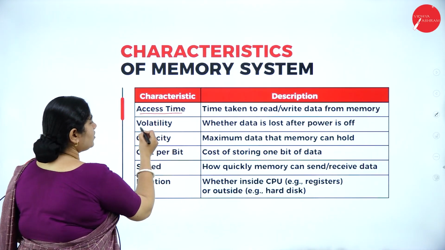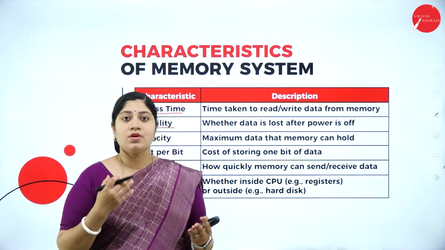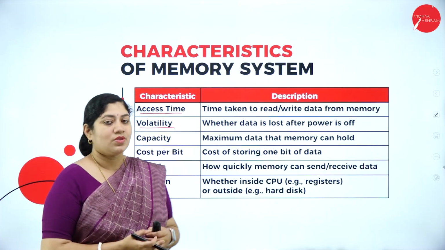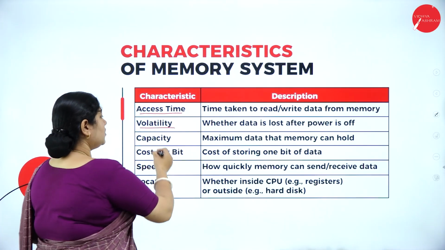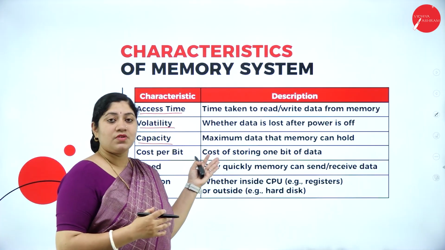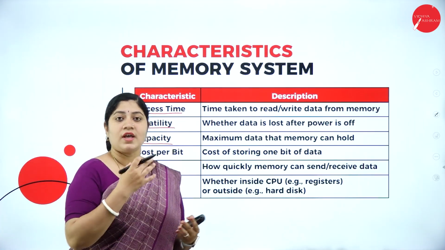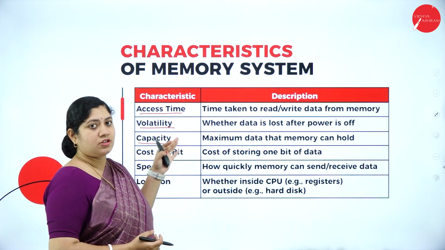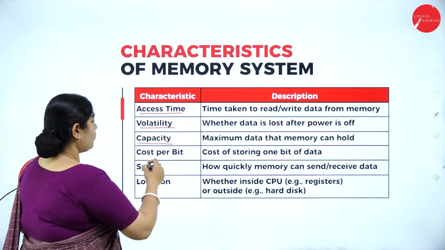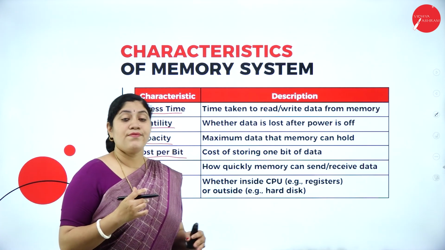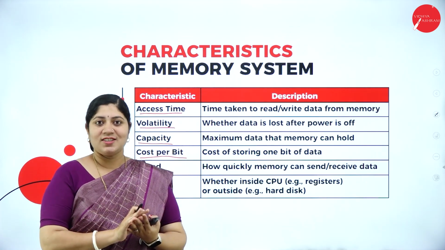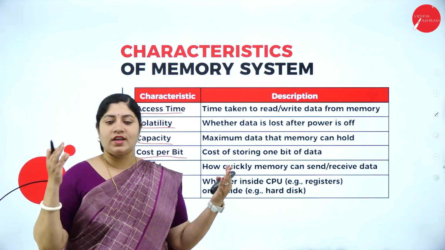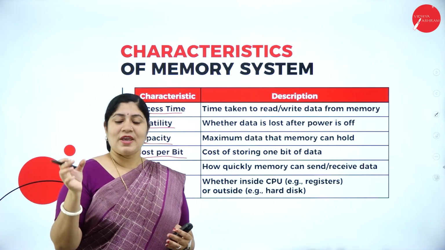And the next is volatility. It specifies whether your data is lost if the power is cut. Okay, so that's volatile. Next is the capacity. This capacity specifies the maximum data or information that a memory can hold. So this is also one of the important characteristics or properties. Okay, so up next is cost per bit. If you are using Gmail and let's consider your storage is full, now Gmail will give a pop-up like if you want external or additional storage, please pay this amount.